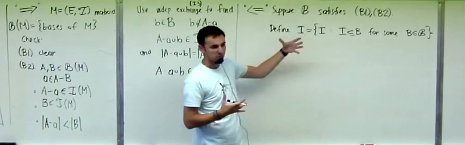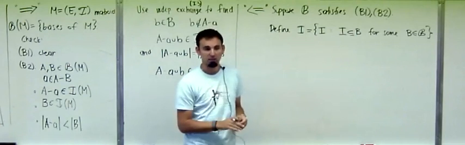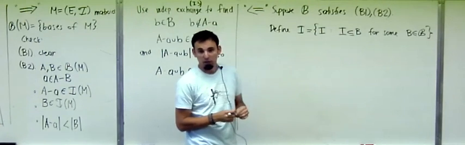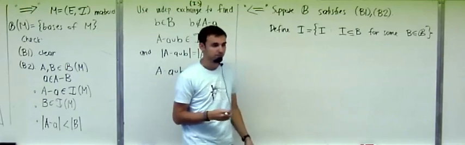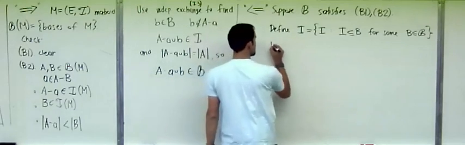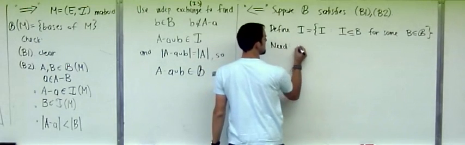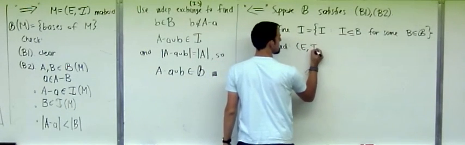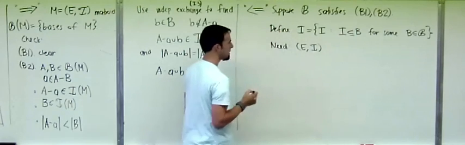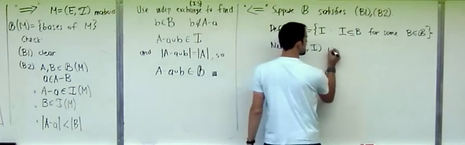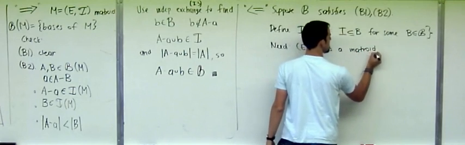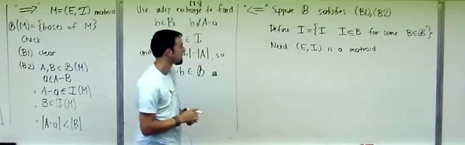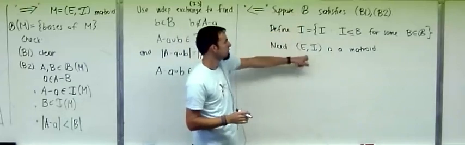And I define this to be my collection of what I want to prove is independent sets. What I need to show now is that this definition really does give me a matroid. Need to check that E comma I is a matroid. And B will be the set of bases of this matroid.